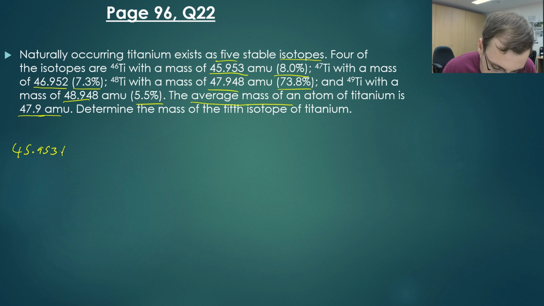So we have 45.953 plus 8%. 8% is the equivalent of 0.08, so I'm going to use that. Now remember to put all of these in brackets. Plus, now we've done that one, we look at the next isotope, which is 46.952. Whoops, and we've got to put our units in. Times by 0.07.